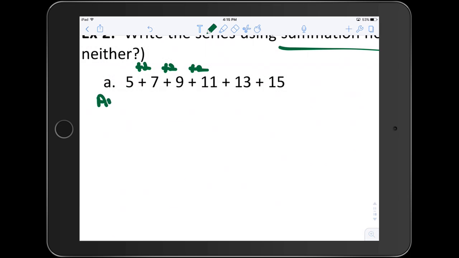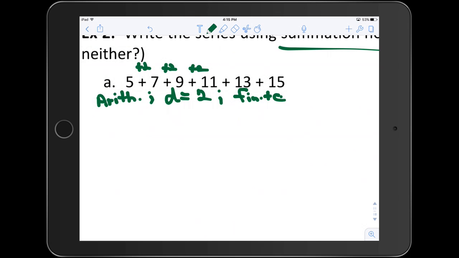So I'm going to write first that we're talking about an arithmetic sequence. I know the d value, the difference, is 2, or I'm going to add 2 each time. And the other thing that you might want to note to yourself is that it's finite. Notice it has an end, unlike letter B, example letter B.